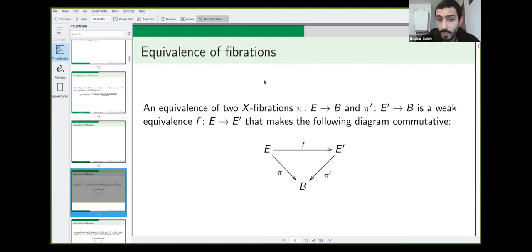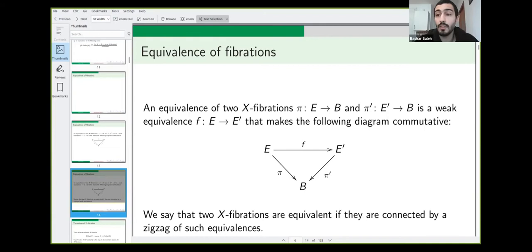So if we have two X fibrations, E to B and E' to B, we say that a map from E to E' is a weak equivalence if it is a weak equivalence and makes the following diagram commute. And two X fibrations are equivalent if they are connected by a zigzag of such equivalences.